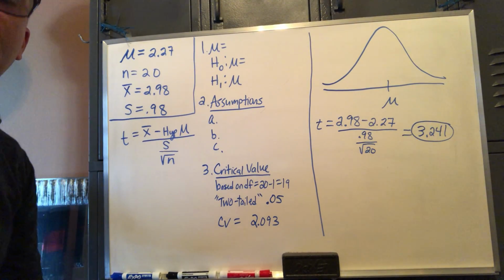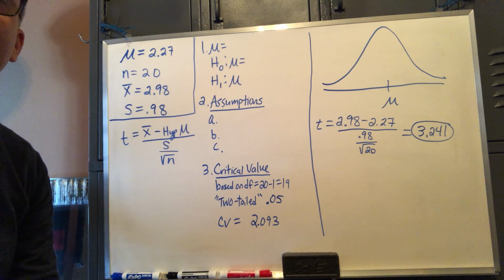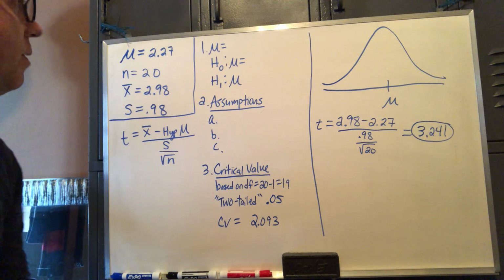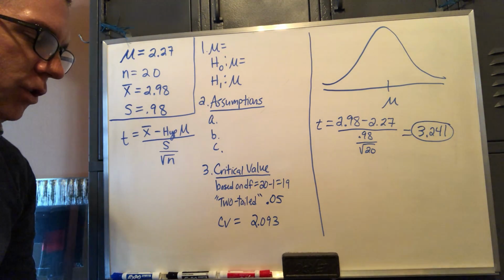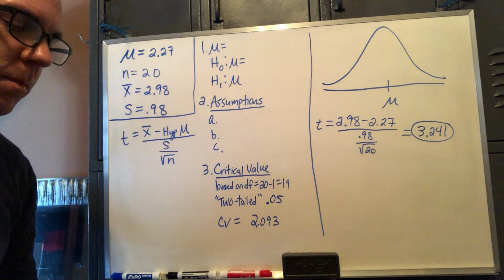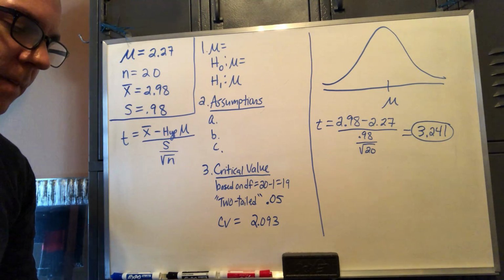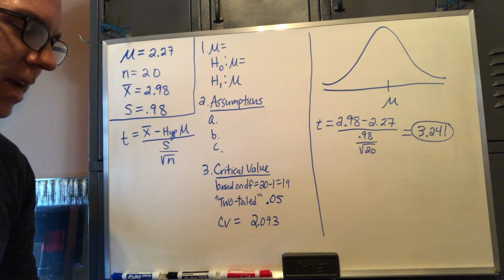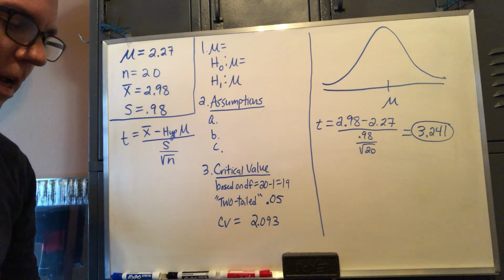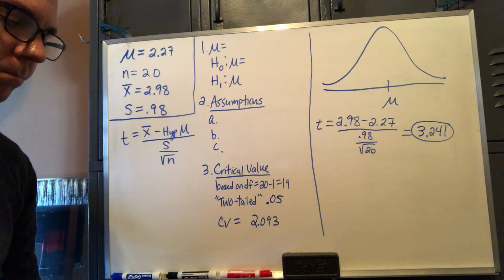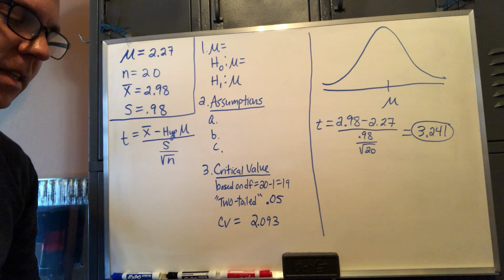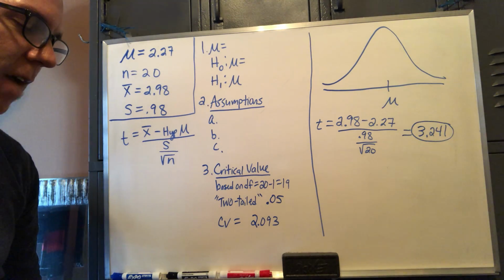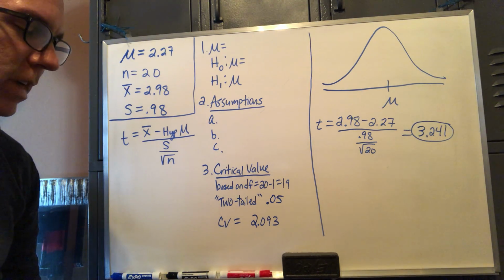Let's look at our second problem from the t-test sample problems that I gave you. All right, so this one says, and I have some information written on the board, the average local cell phone call length was reported to be 2.27 minutes. A random sample of 20 phone calls showed an average of 2.98 minutes with a standard deviation of 0.98 minutes. At a 0.05 significance level, can it be concluded that the population average is not 2.27 minutes?